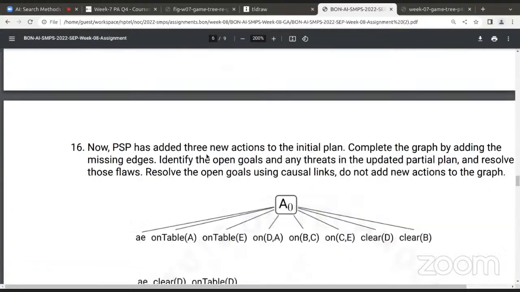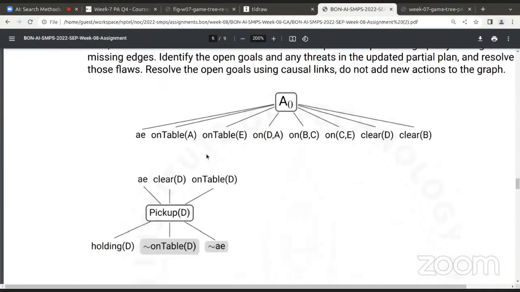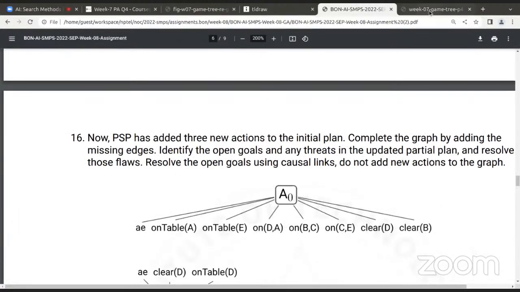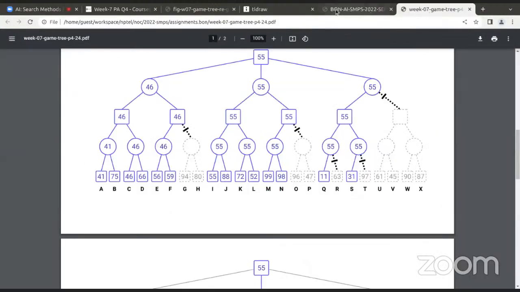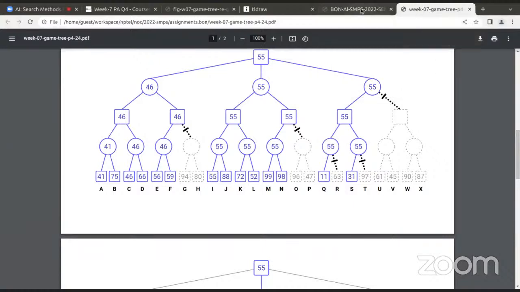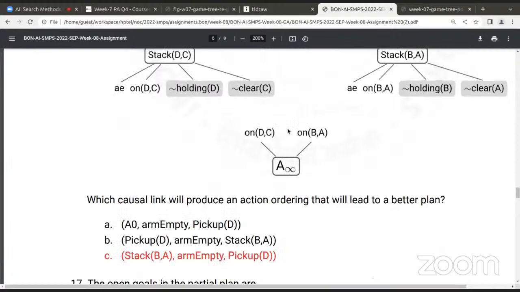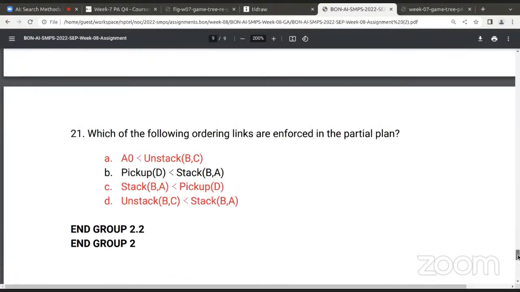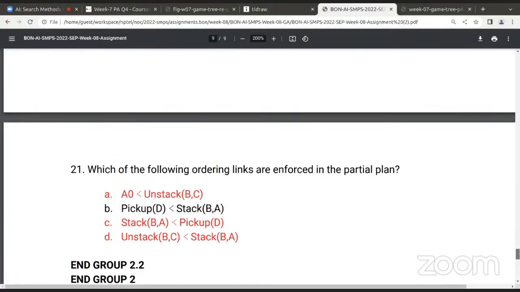Now for game tree alpha beta, I'll explain it. Not an issue. And then anything else? No, as far as I know, I have to watch these lectures again. One minute, and then I can ask you guys questions.